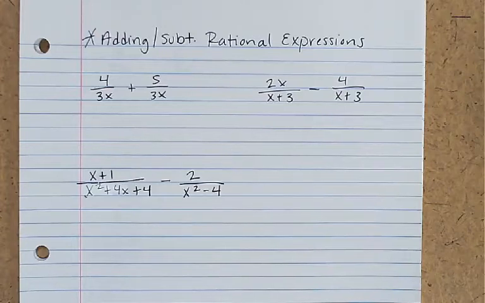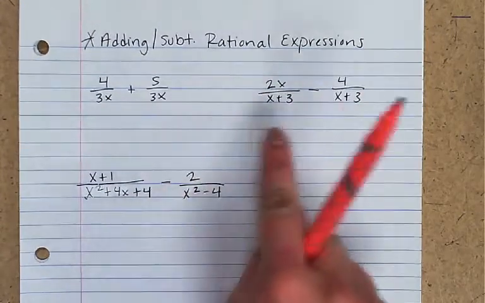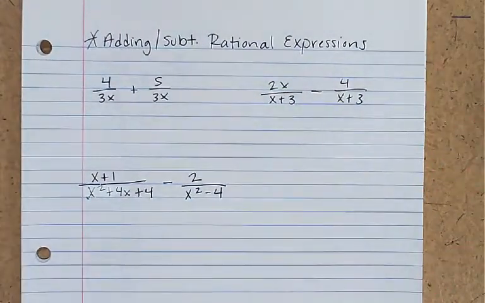This video is a review of the Edgenuity lesson, adding and subtracting rational expressions. When you add and subtract fractions, the important thing is that you have to have common denominators before you add or subtract. Multiplying and dividing, it didn't matter. We just went ahead and multiplied or divided straight across. Here though, the denominators have to be the same before you can do the operation.